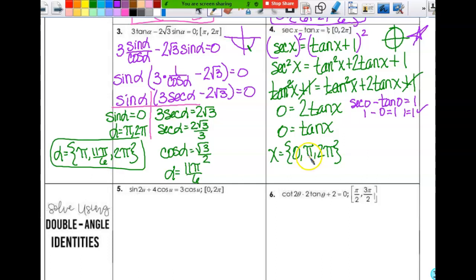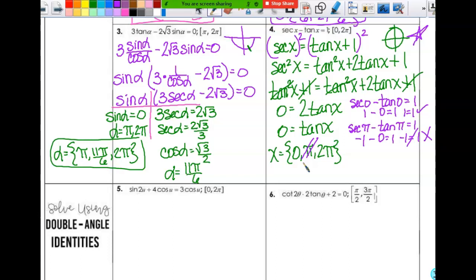Then I have to do pi. So I'll get secant pi minus tangent of pi equals 1. So again, secant's the reciprocal of cosine. Cosine of pi is -1, so secant of pi is -1. Minus tangent of pi is 0. That equals 1. So I get -1 equals 1. That is not true. So I do not like pi. And I mark it out.